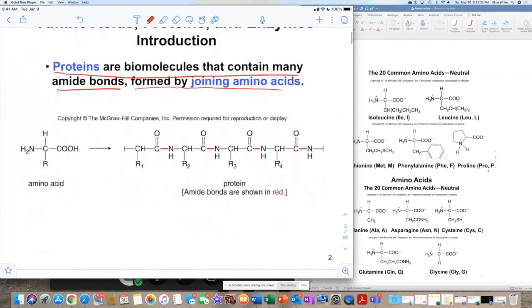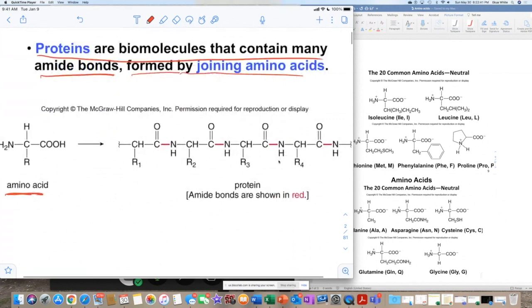Okay, so here's an example of an amino acid. And so a bunch of these amino acids are joined together to make your protein. So here they're showing you the amide group or the amide bond right here. And essentially it's between the carbonyl carbon and the nitrogen right there.